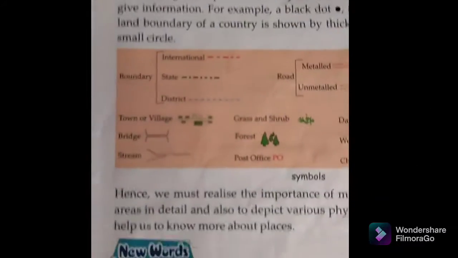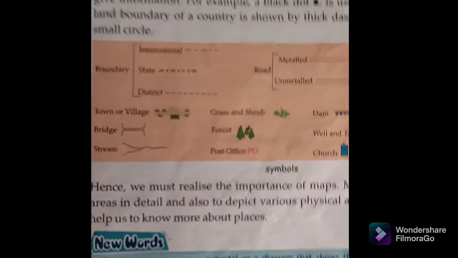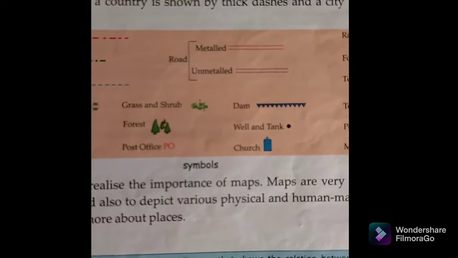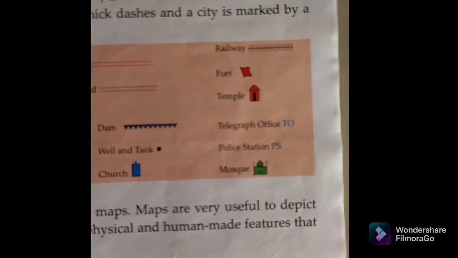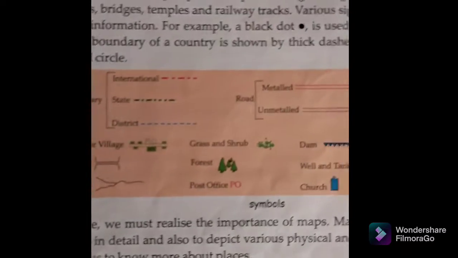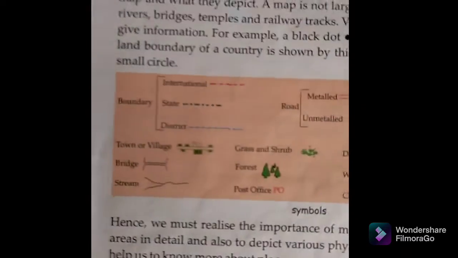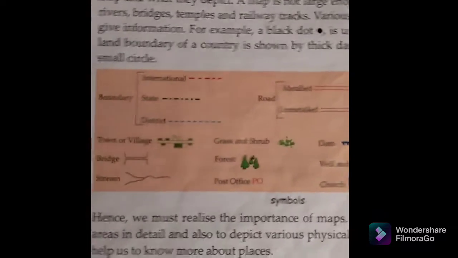Now let's go to symbols. Every map has a key. This key consists of symbols and colors used in a map and what they depict. A map is not large enough to show mountains, lakes, rivers, bridges, temples and railway tracks. Various signs and symbols are used to give information. For example, a black dot is used to show a well or a tank. A slant boundary of a country is shown by thick dashes and a city is marked by a small circle.